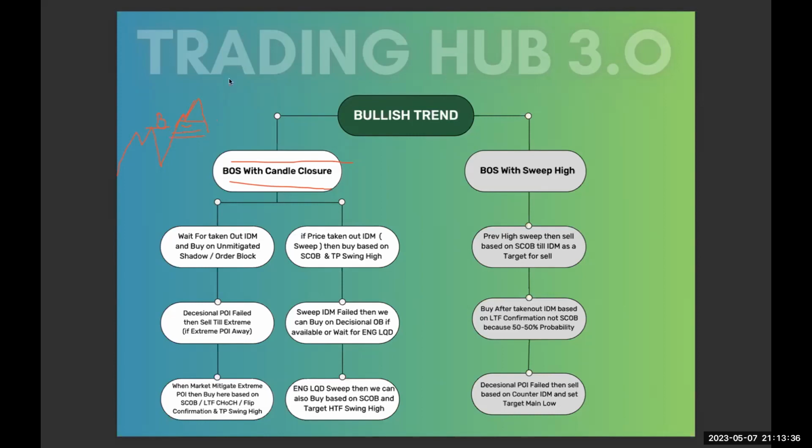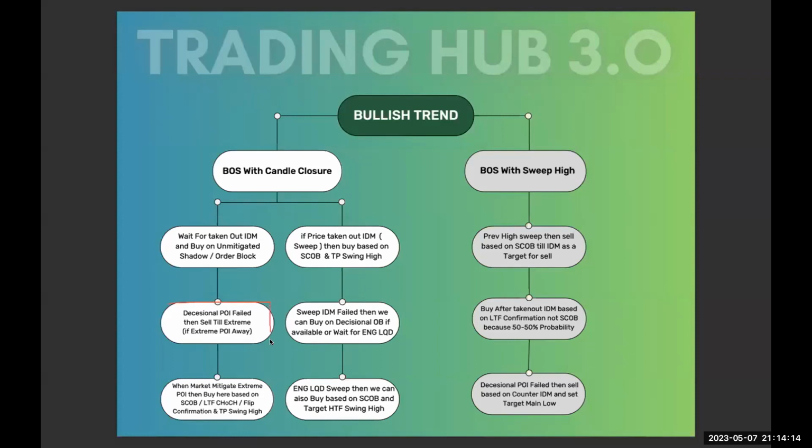Simple. If not, tap on your order block. Remember this one, this is the next possible scenario. If it does not tap the order block, just sweeps the inducement here, and you can buy here based on single candle order block, and this is your target. So these are two possible scenarios here for the buy. If sweep the inducement, or if close, like mitigate your decisional PoI. So these are two possible scenarios here. And the next possible scenario is here.